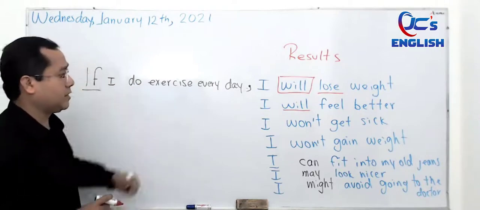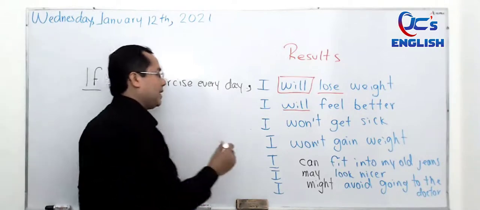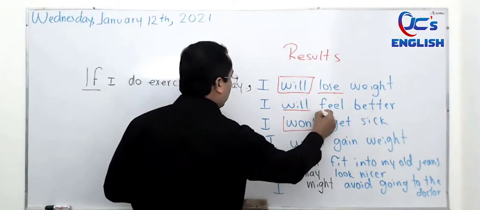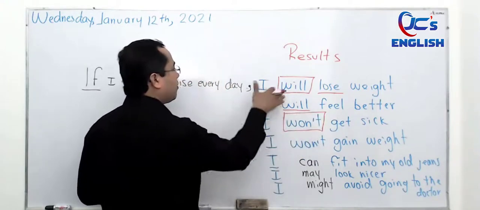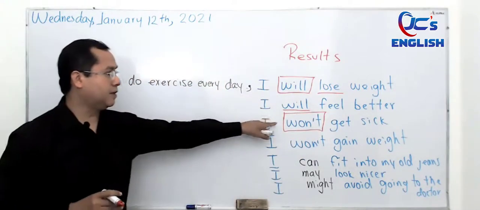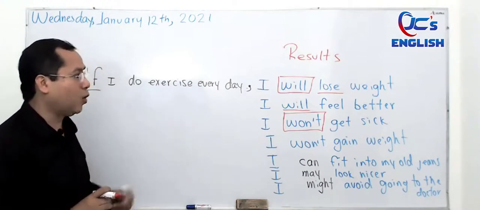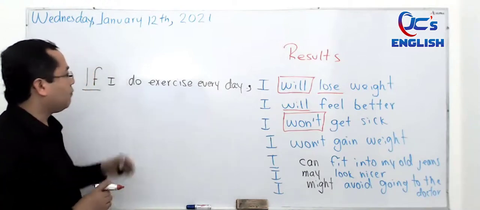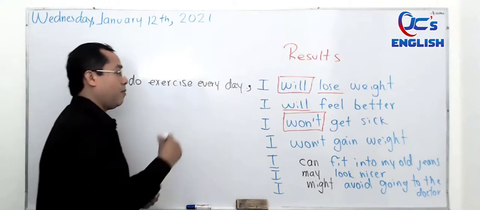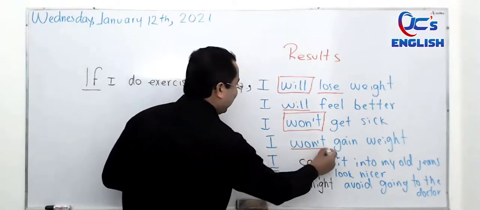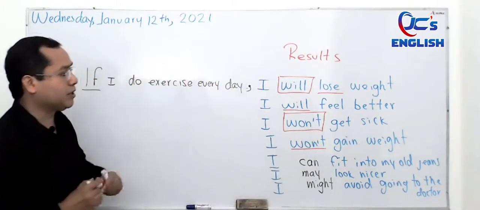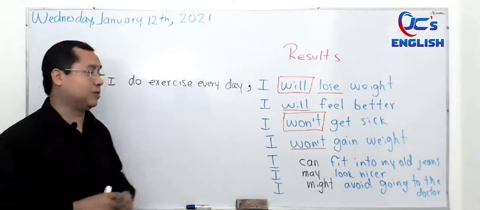If I do exercise every day, I won't get sick. So we can use won't, which is the negative form of will. I won't, right? Will not. If I do exercise every day, one more time, a negative, I won't gain weight, right? The result is no ganaré peso.